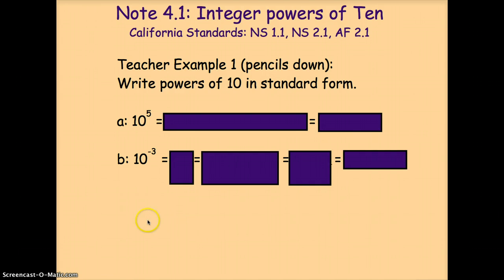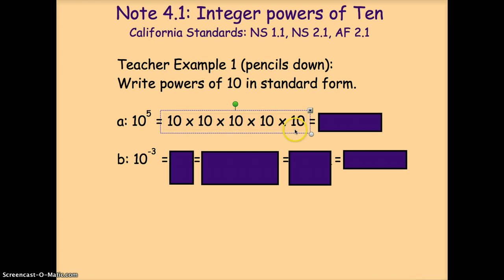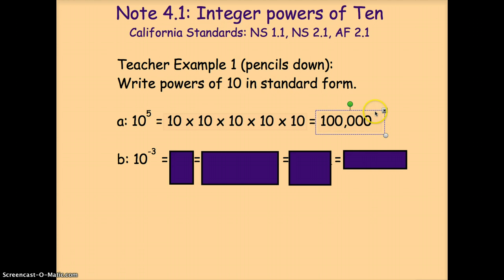First teacher example, write the power of 10 in standard form. So here we have 10 to the 5th power, which means, of course, 10 times 10 times 10 times 10 times 10. Now, 10s are easy to multiply. Instead of doing all this multiplication, all you have to do is count the zeros. 1, 2, 3, 4, and 5. Of course, that's the same as what our exponent is, which means I'm going to have 5 zeros in my answer. Okay, so remember, it's a way of kind of cheating. You don't have to do all the multiplication. You can just count up the zeros.